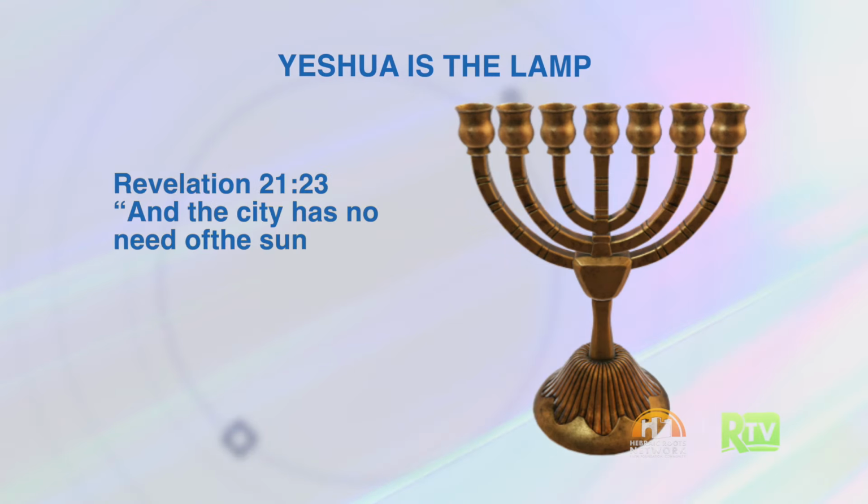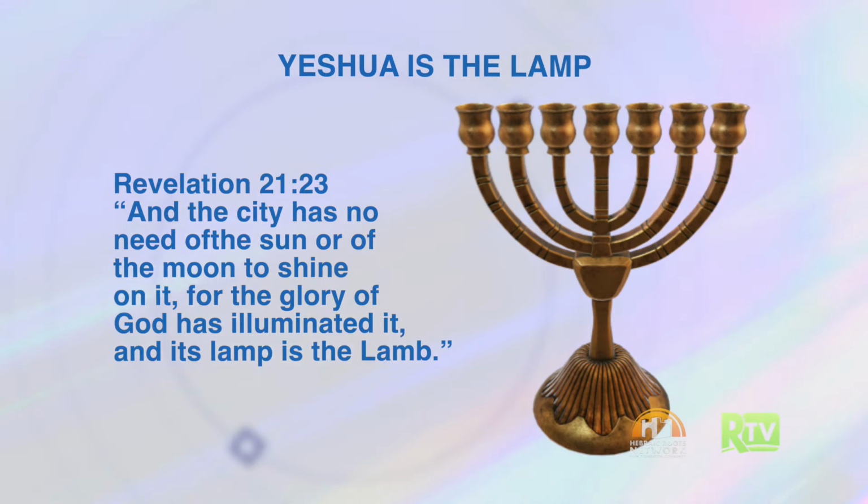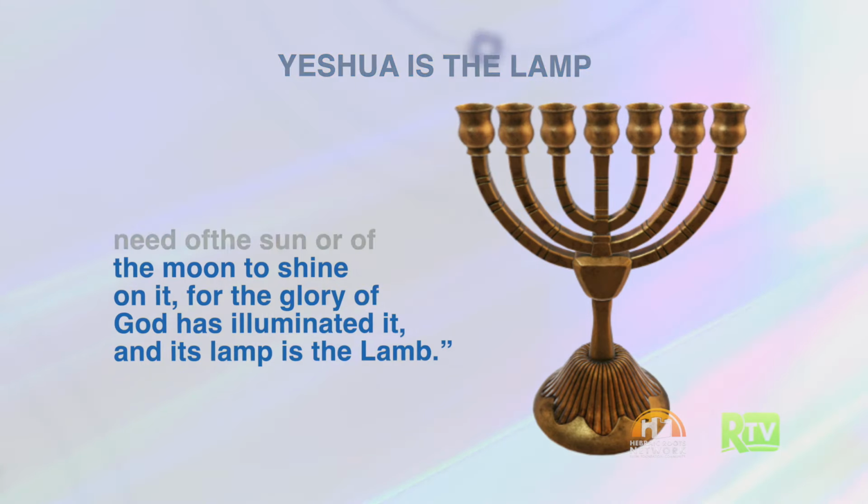And then Revelation 21:23 says, "And the city has no need of the sun or the moon to shine on it, for the glory of God has illuminated it, and its lamp is the Lamb." So again, you see, even from Genesis all the way to Revelation, that chiastic structure. You see that mirrored image. And now we see the Lamb that was slain from the beginning of the world, from the foundation of the world. Here he is at the end, and he is the lamp, the Lamb at the end. And there's no need then for the sun or the moon.